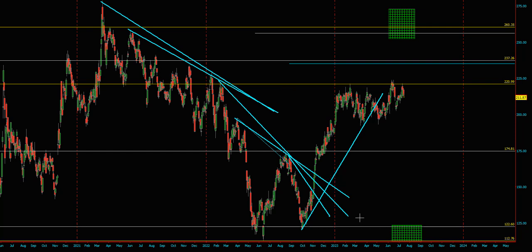The targets we had, 220 earlier. I think it went there a few times and it is still holding and is also doing an ascending triangle.